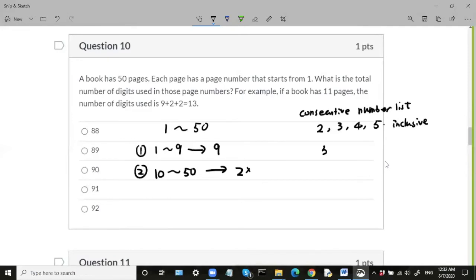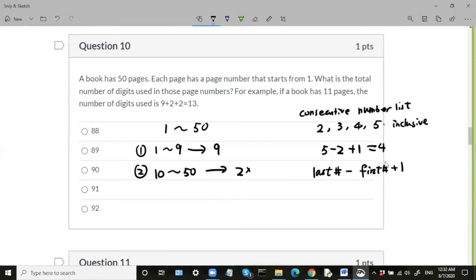If we use the last number 5 minus the first number 2, we have 3. Actually, we have 4 numbers, so we need to add 1. The formula is last number minus first number plus 1. So that is 4 numbers: 2, 3, 4, 5, right? We have 4 numbers here. That is our formula for counting how many numbers are in a consecutive number list.